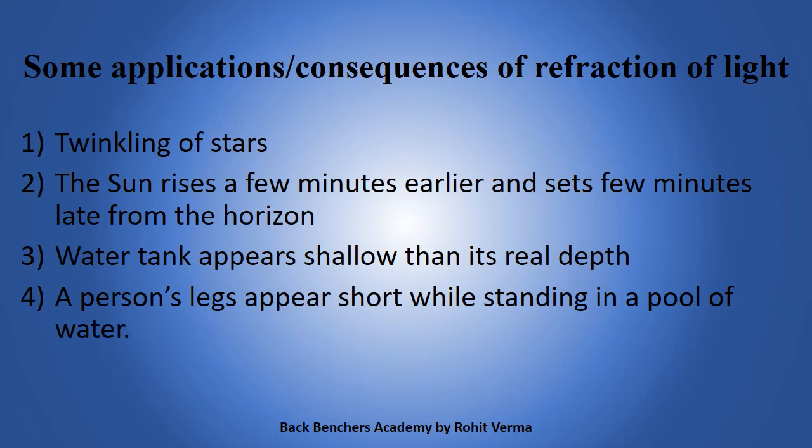When the ray of light coming from the star approaches the Earth, it travels through five different layers, and all these layers have different densities. That is the reason refraction of light takes place five times, starting from when it enters from the vacuum into the Earth's atmosphere and then as it passes from one layer to the other.